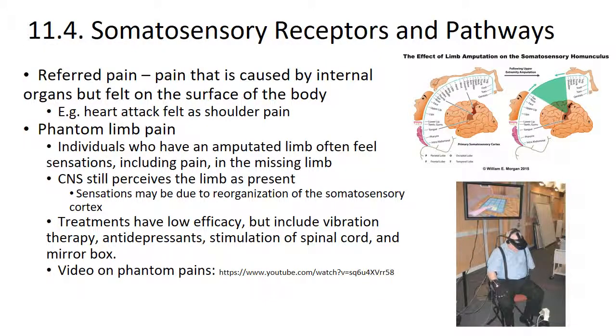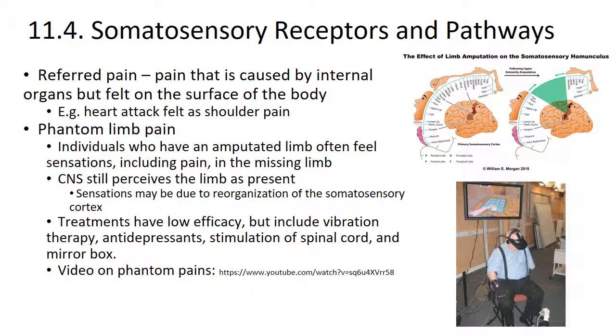Referred pain is a pain that's caused by internal organs but felt on the surface of the body. A really common example of this is that predominantly in men, heart attack is often felt as shoulder pain. So the pain is actually happening in the heart muscles, but it's referred pain, so people sometimes feel it in their shoulders or in their left arm.